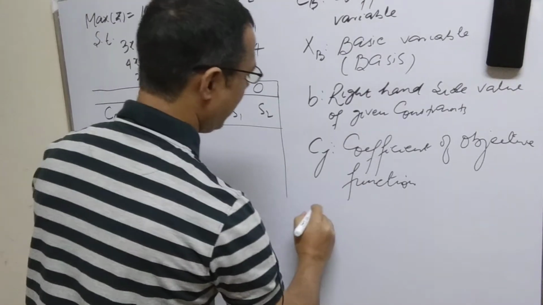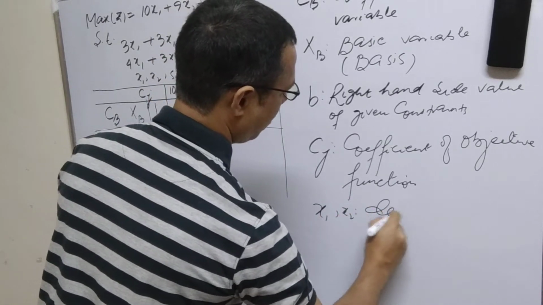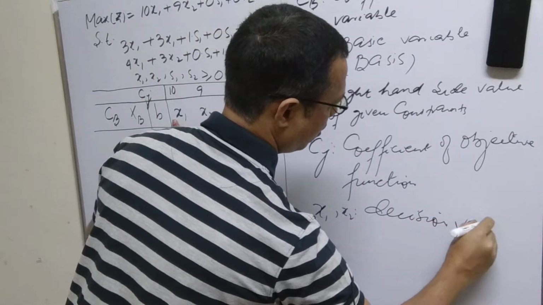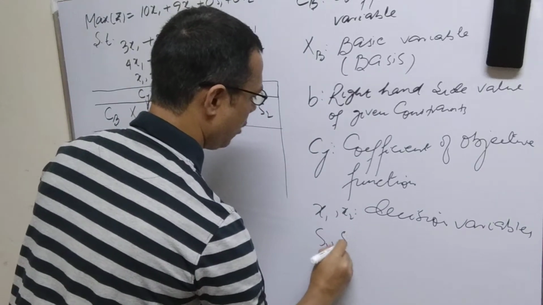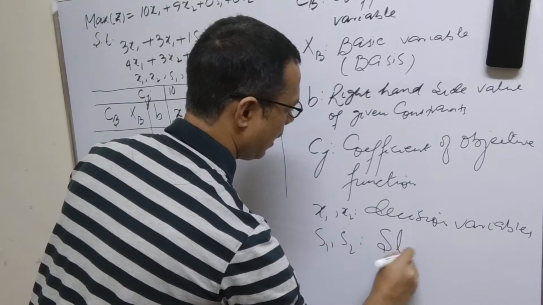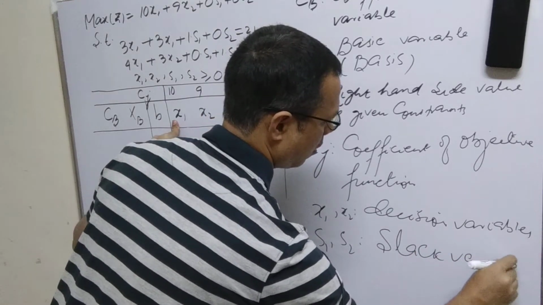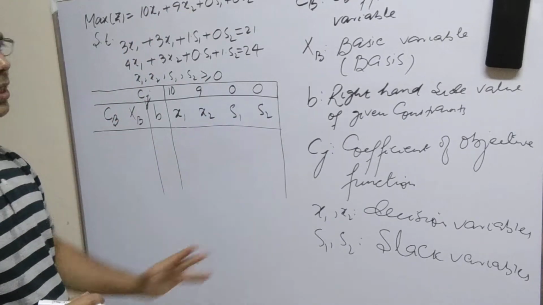x1, x2 are the decision variables, and s1 and s2 are called slack variables. So now I have given all these names.